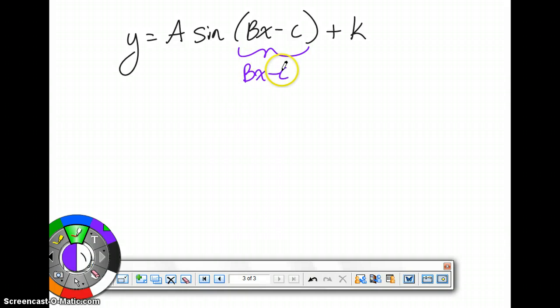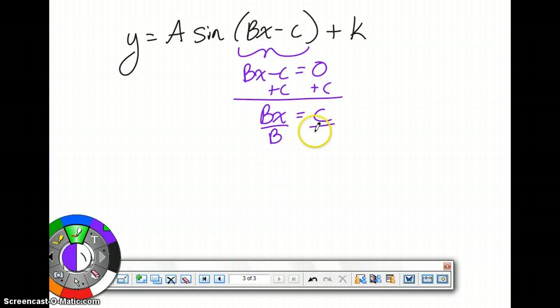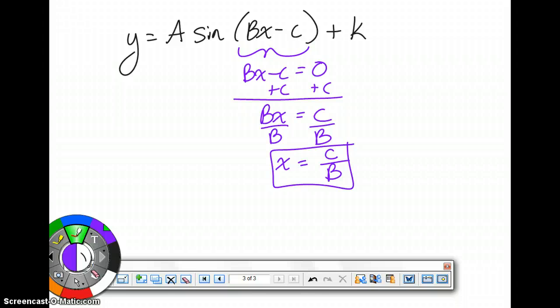You've got your bx minus c, and you have to set that equal to 0 and solve. So you end up adding c, or actually that's the opposite of c. You get bx equals c, and now how do you solve for x? You divide. So divide by that capital B, or whatever was being multiplied by x. So x then equals c over b. Okay? You can just plug right into there if you want to.